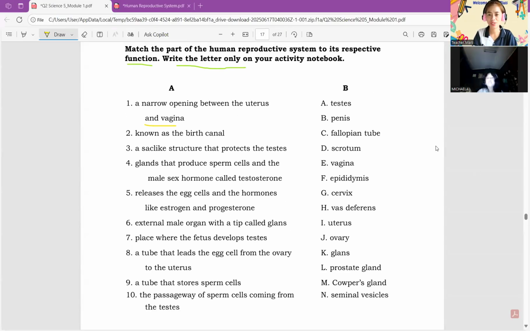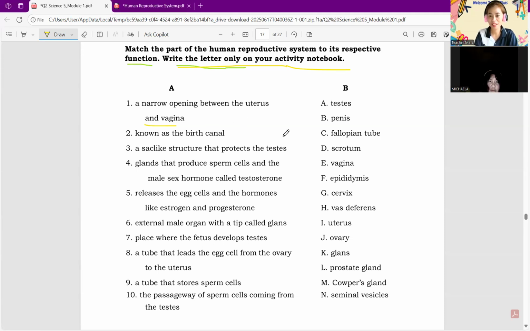So let's try to answer this activity. All right. So now here it says again, match the part of the human reproductive system to its respective function. So write the letter on your activity notebook. But in here, I'll just try to write beside its number item. All right. So number one, it is a narrow opening between the uterus and the vagina.